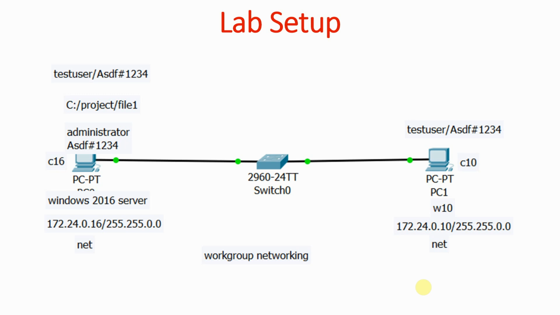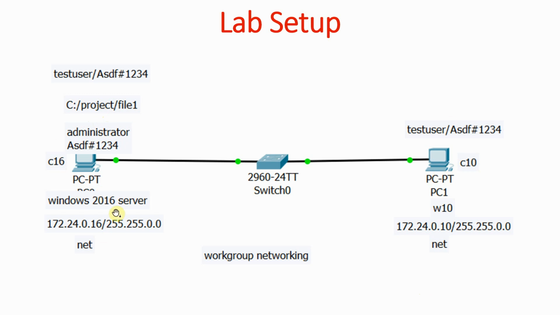Now we have seen that the Windows 2016 server and Windows 10 system are able to communicate. Now what we want on Windows 2016 server, we want to create one folder, project, and we are going to put some file there, file1, and then we would like to make available this folder to this system. So let us see how to share the folder and then how to access the folder.